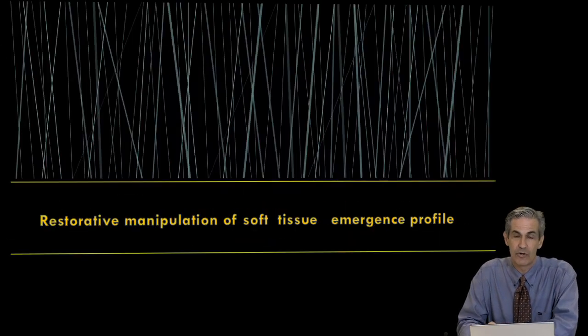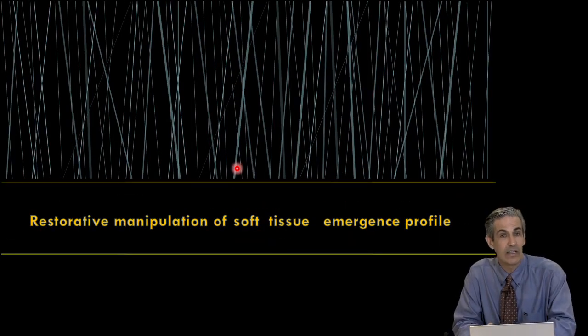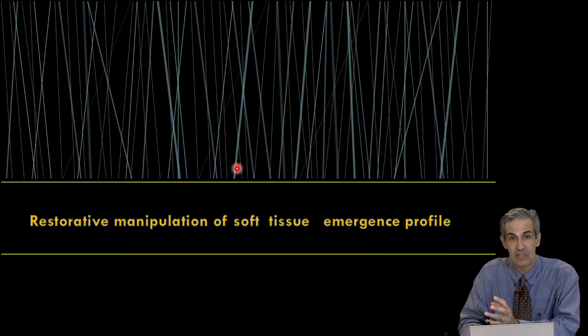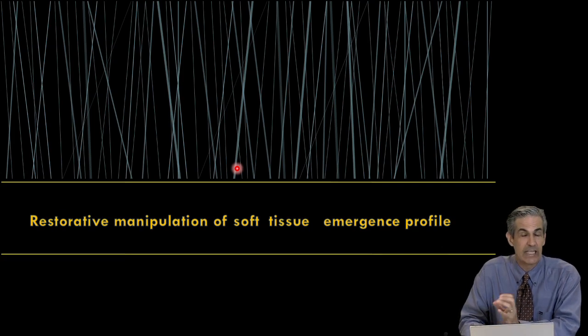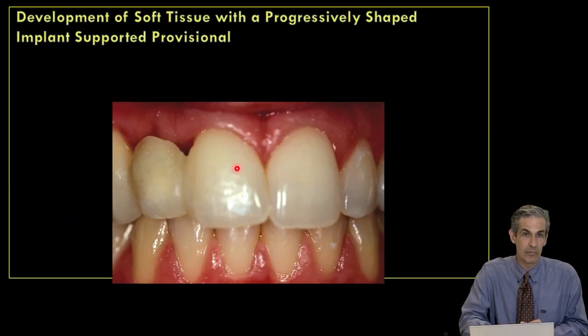So let's go through an older case, but I think really one that demonstrates the ways that we can not only manipulate the soft tissue emergence profile, give the biology the opportunity to do its best, and then record the shape of that provisional to make the final impression and final crown. So here we see a case with a bonded provisional.